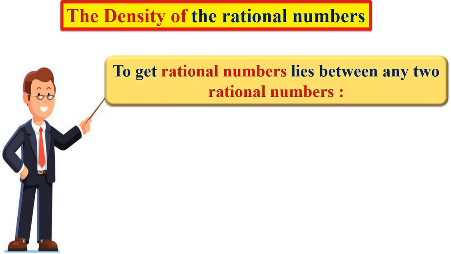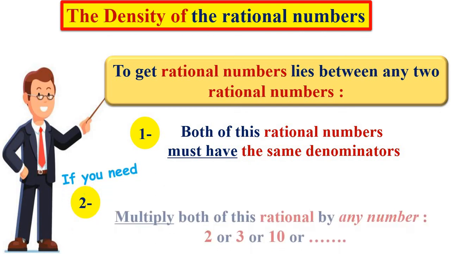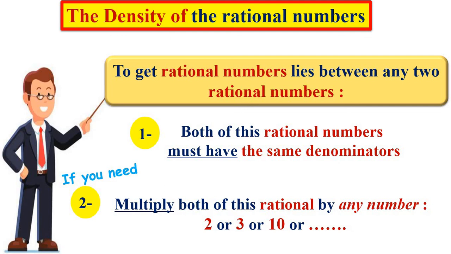To get rational numbers that lie between any two rational numbers: 1. Both of these rational numbers must have the same denominator. 2. If you need, multiply both of these rational numbers by any number, 2 or 3 or 10.